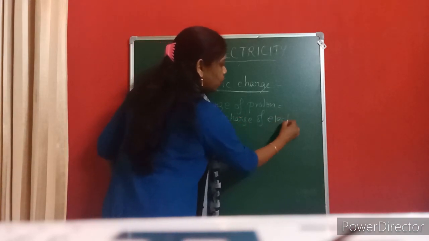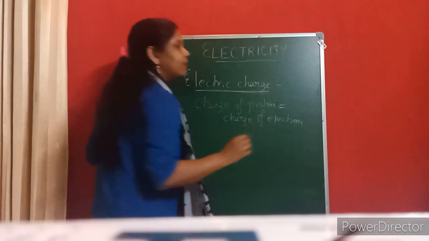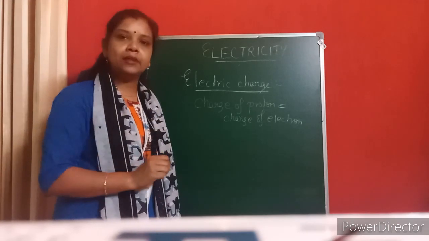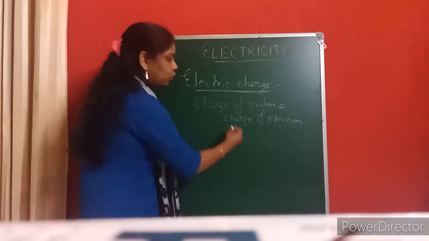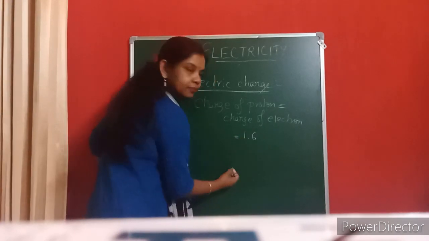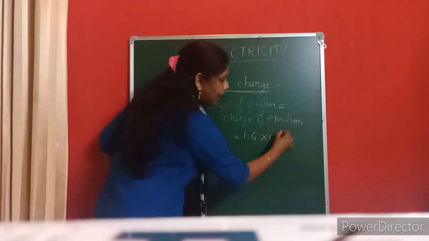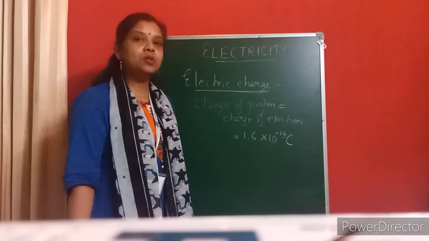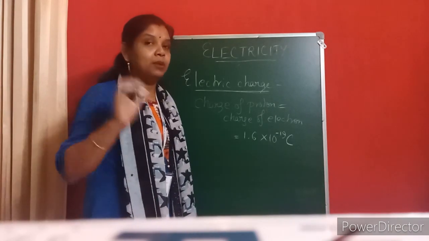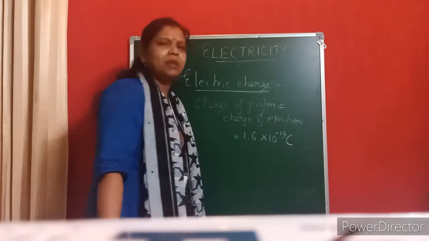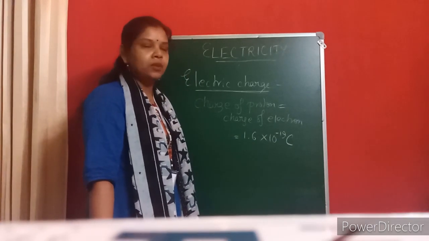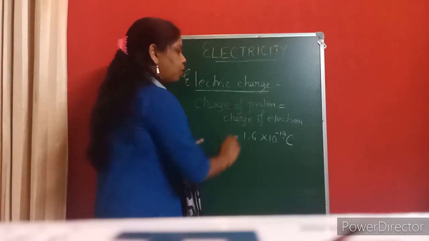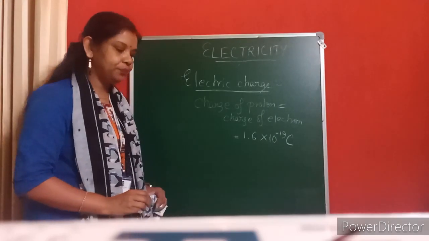I have given the equal symbol here. It is equal, but remember one thing. If I say proton, it will be positive, and I have to write a plus sign in front of it. If I say electron, I have to write a minus sign. Both values are 1.6 into 10 to the power minus 19 coulomb. Coulomb is a bigger unit, but basically we will be using microcoulomb, nanocoulomb, millicoulomb. Nano, you know, is 10 to the power minus 9. So this is the charge of a proton or an electron.